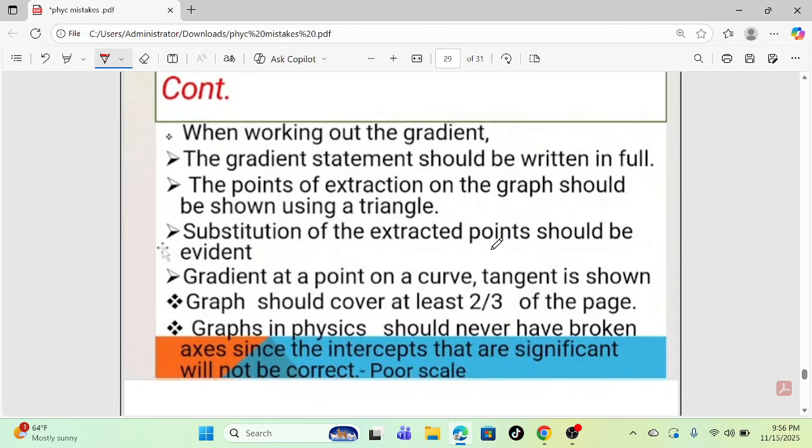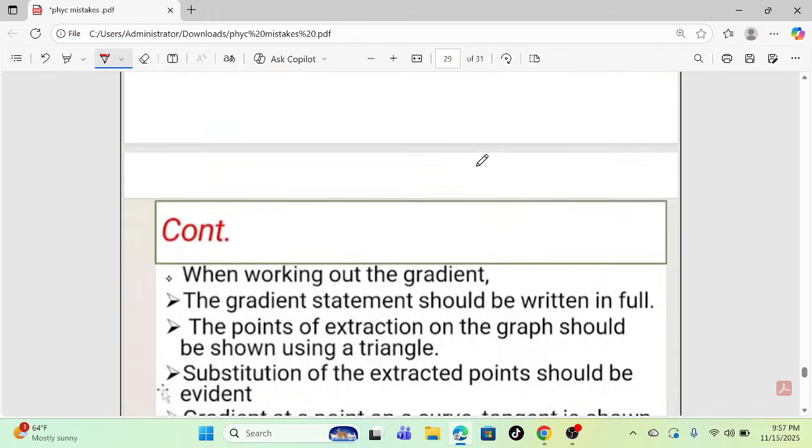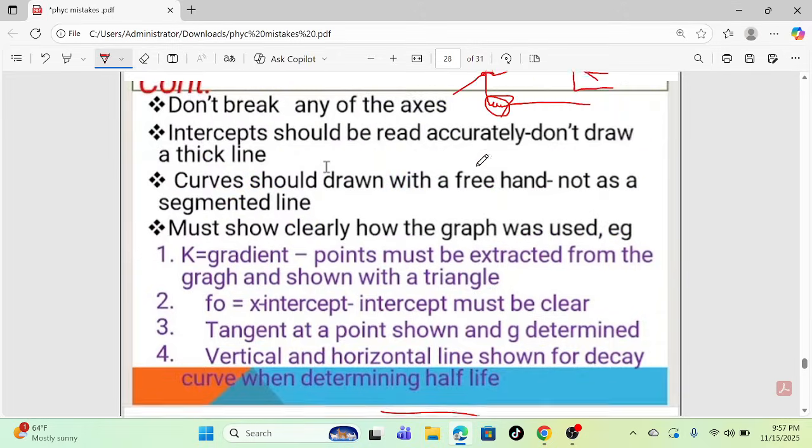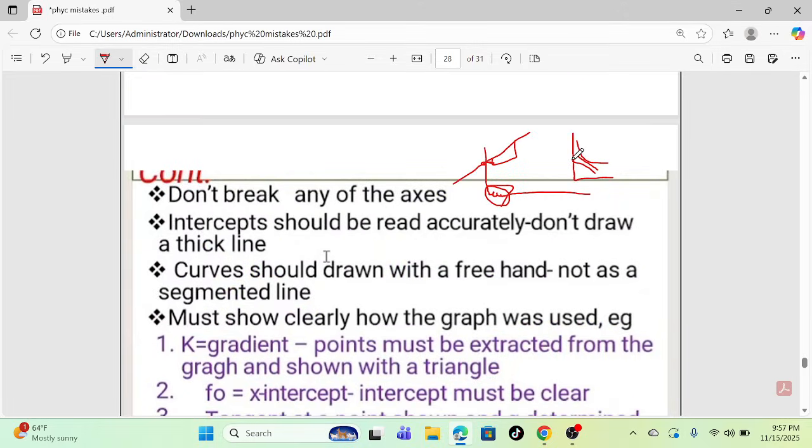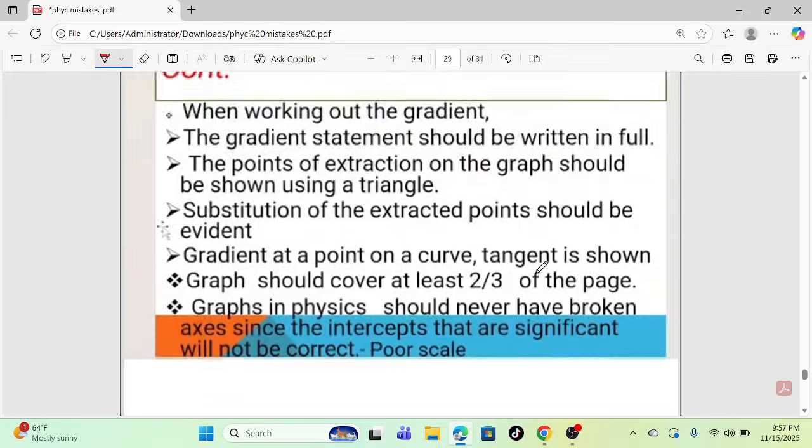When working out the gradient, the statement should be written in full. So the gradient should be written in full. The point of extraction on the graph should be shown using a triangle. Substitution of the extracted point should be evident. It must be evident, show evidence. Gradient at a point on a graph, tangent is shown. This tangent I have shown here too. This tangent you draw. I have shown.